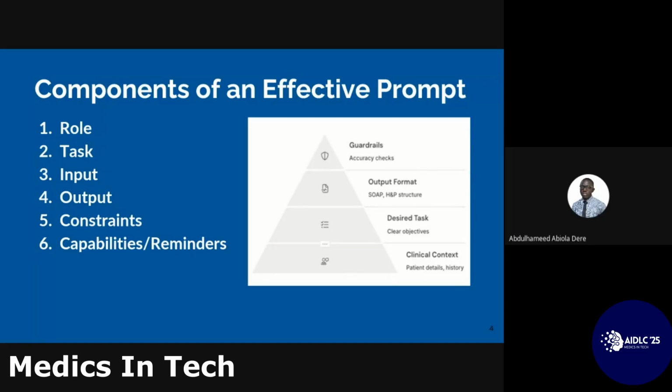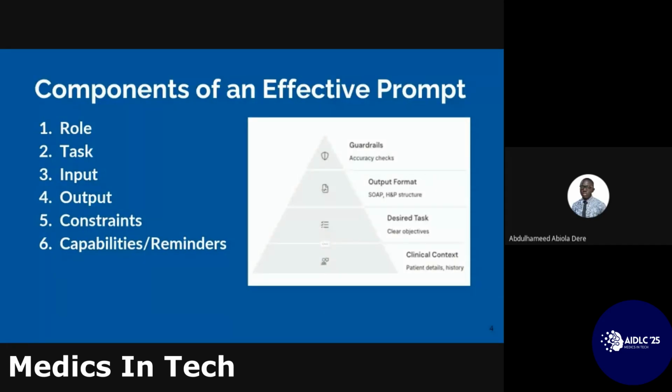So you shouldn't include the patient's name. You should not include the patient's address. Very important. However, you can include the patient's age. So you can say patient AA is a 25-year-old who presented to the hospital today with fever, headache, and rashes. So that is the patient details and the history. That gives your LLM a clinical context to work with.